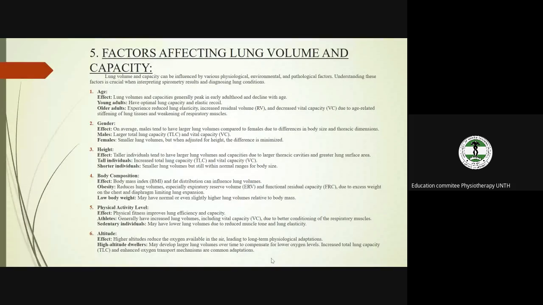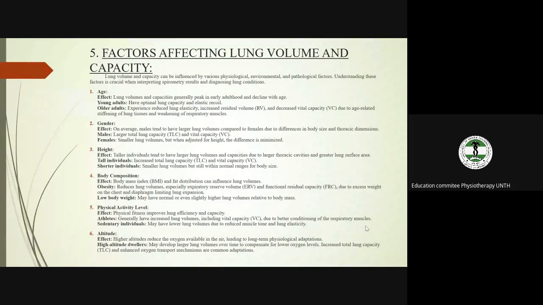Physical activity. When you exercise, you find that lung efficiency and capacity are improved. Athletes, people that exercise, have improved lung capacity and total lung capacity. And the person that is sedentary, that does not exercise, you find that the person has reduced lung capacity and vital capacity.